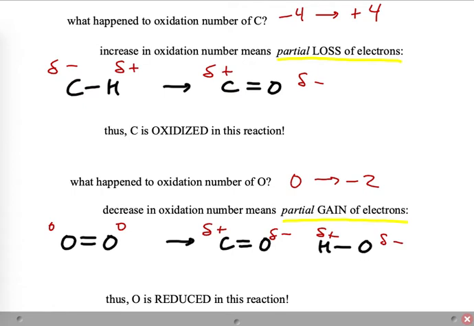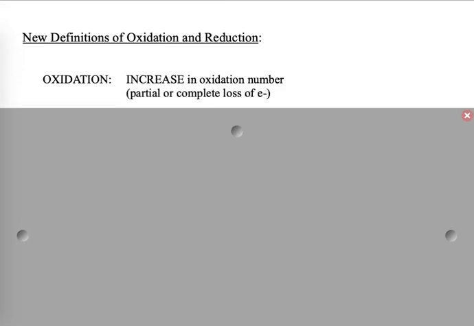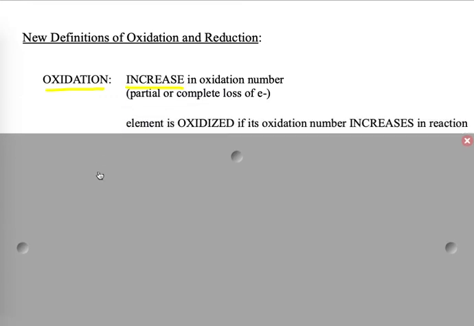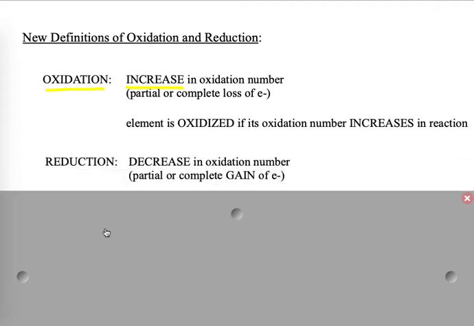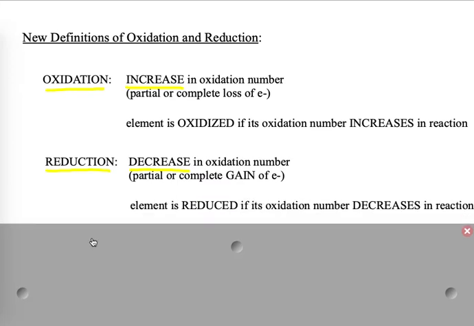Okay? So, here are our new and more general definitions of oxidation and reduction. Oxidation is indicated by an increase in oxidation number on going from reactants to products, which corresponds to a partial or complete loss of electrons. So an element is oxidized if, on going from reactants to products, its oxidation number increases. A reduction, on the other hand, is indicated by a decrease in oxidation number, which corresponds to a partial or complete gain of electrons.